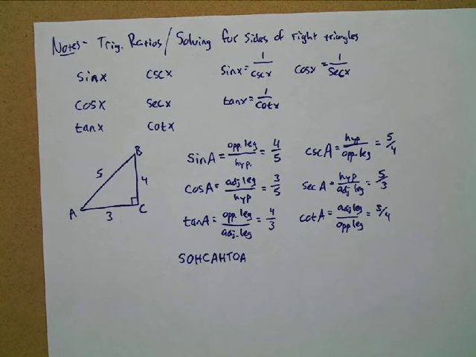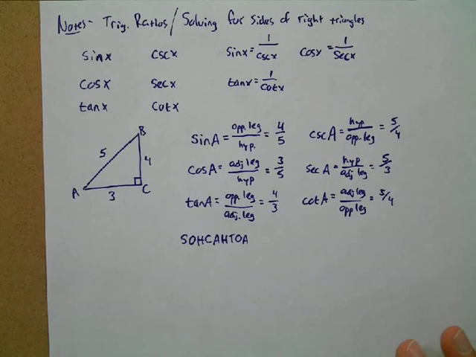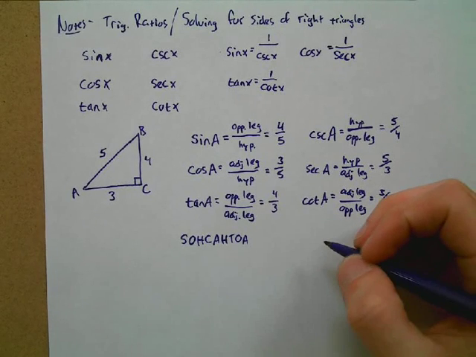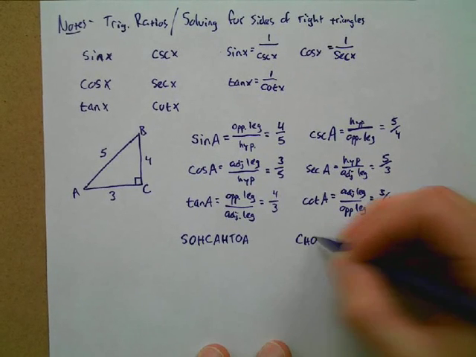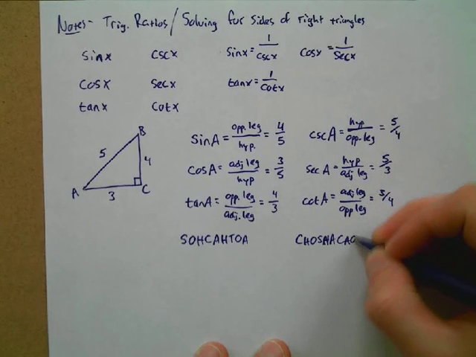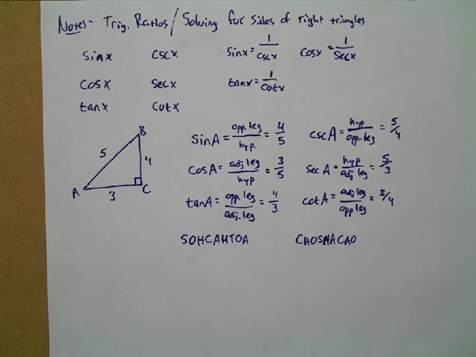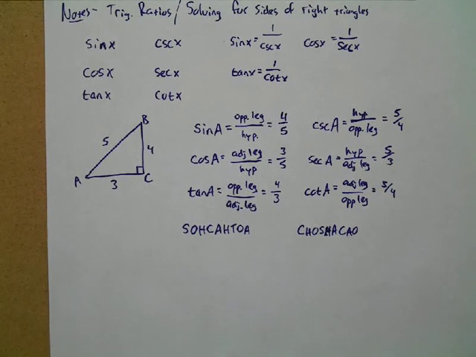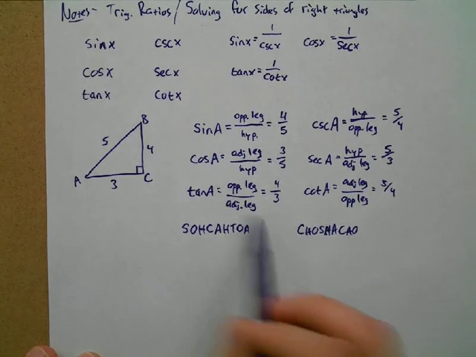All right. And then of course we've got something for cosecant, secant, and cotangent, right? That's CHO-SHA-KAO. So you can also remember that one, or just remember the ratios too. But it does say something, CHO-SHA-KAO. So there you go. SOH-CAH-TOA, CHO-SHA-KAO. It's a funny word. But really, that's what we're going to go with.